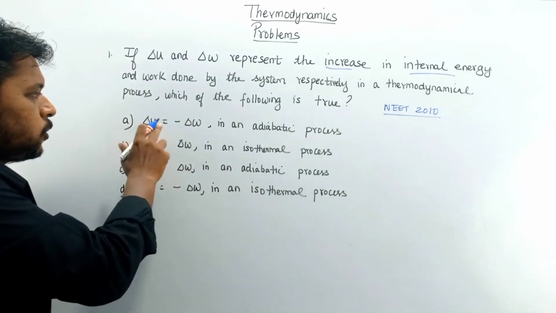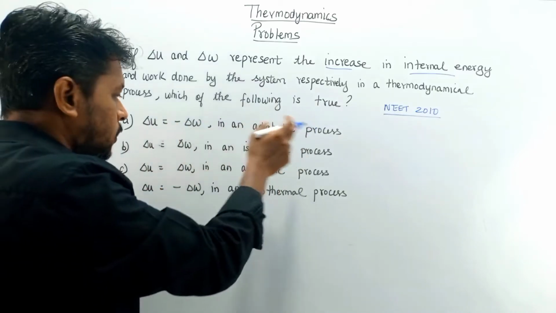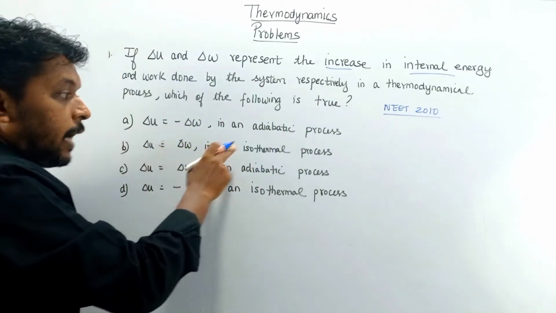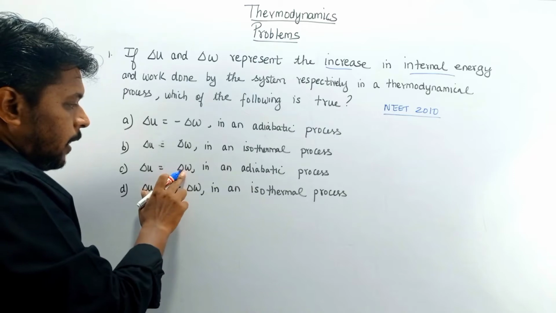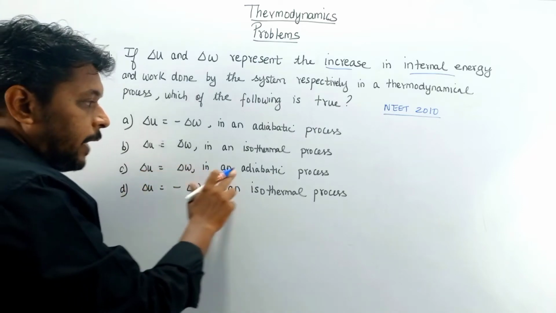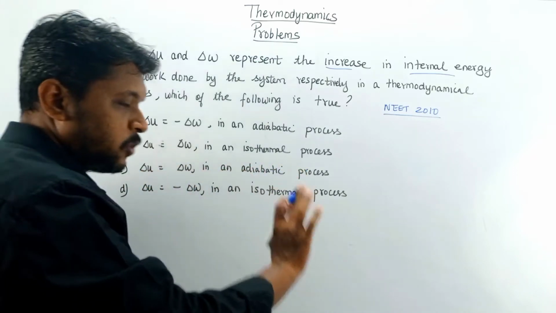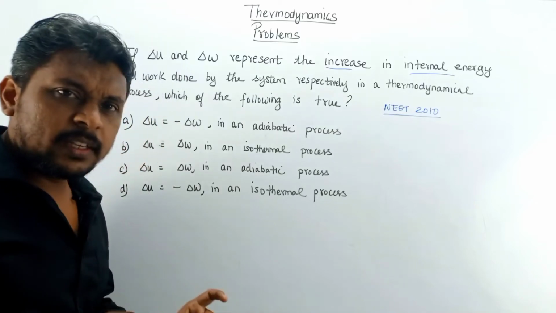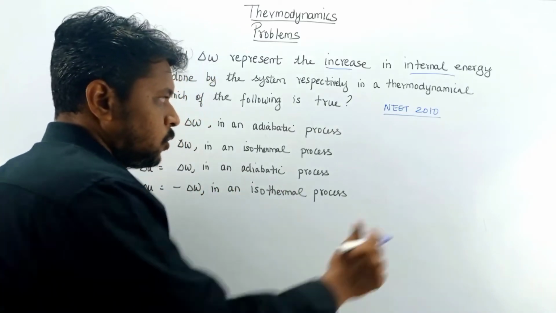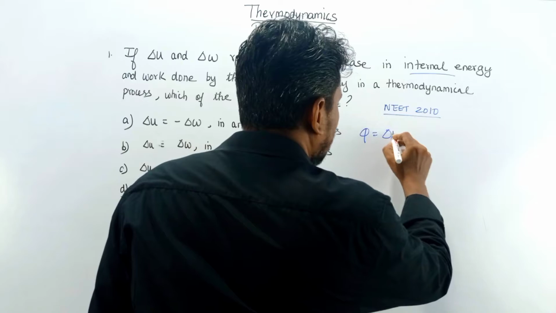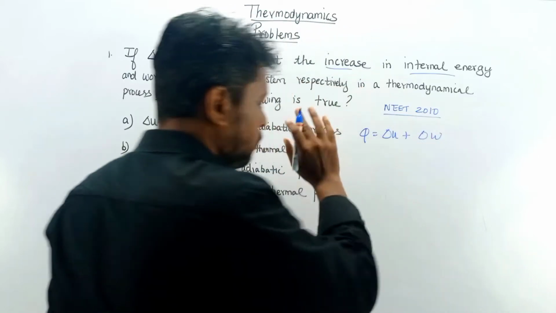Here we have: delta U is equal to minus delta W in an adiabatic process and equal to delta W in an isothermal process. Or delta U is equal to delta W in an adiabatic process and minus in an isothermal process. Now, what is the equation for the first law of thermodynamics? You will be using this equation to find the answer for this problem.